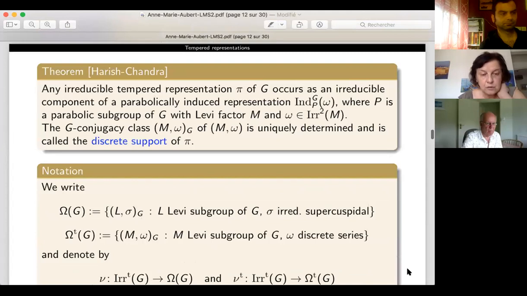So last time we considered parabolically induced representations from irreducible supercuspidals of a Levi subgroup, and today we are replacing this notion, in the case of tempered representations, by a representation in the discrete series of a Levi. So we denote by Omega(G) the set of G-conjugacy classes of pairs (L, sigma), where L is a Levi of G and sigma is an irreducible supercuspidal representation of L, and by Omega_T(G) the similar set, but in which I take the representation omega to be in the discrete series of M.